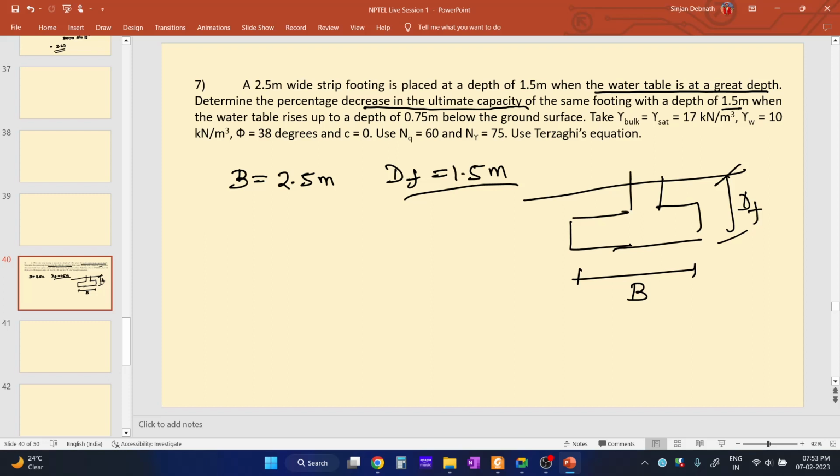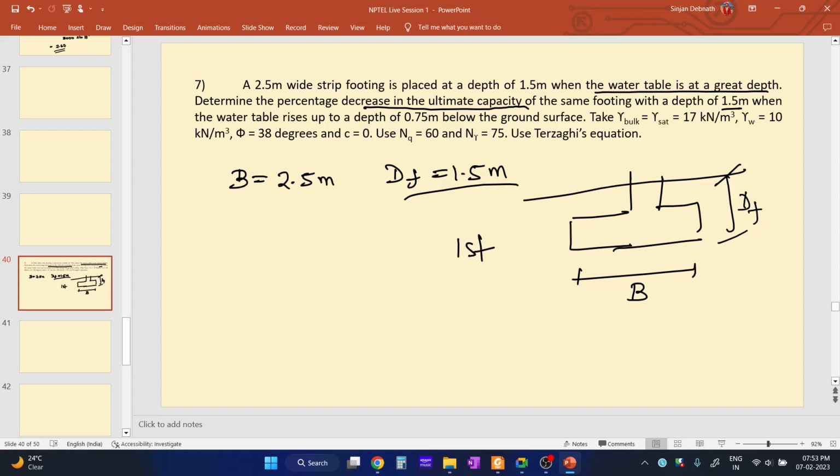So what is happening is that in the first condition there is no water table, meaning the water table is at a great depth. In the first condition, the water table was very low, at a great depth. But in the second case, the water table rises up to a depth of 0.75 below the ground surface. So this one is the first case.